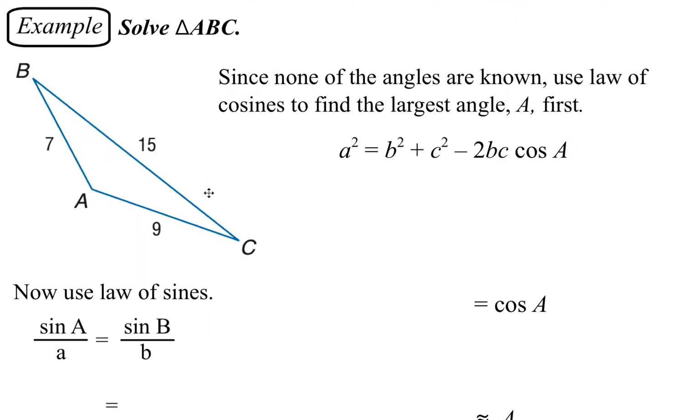Here's another example of solving a triangle. This one we know three sides. We don't know any of the angles. So we're going to use the law of cosines to find the biggest angle first. Okay, so usually find the biggest angle first.